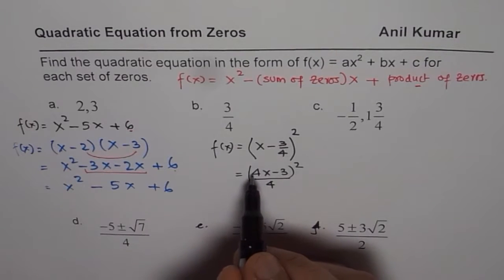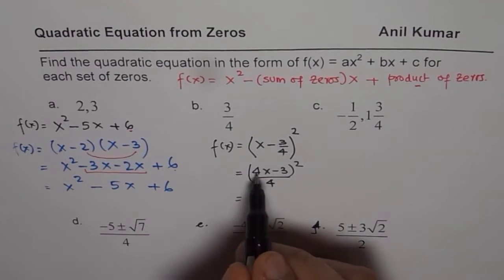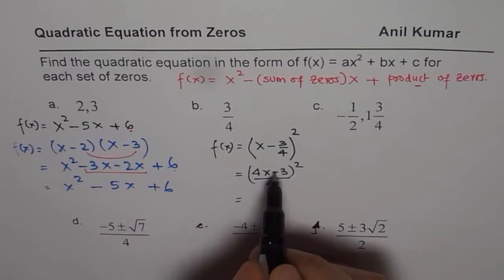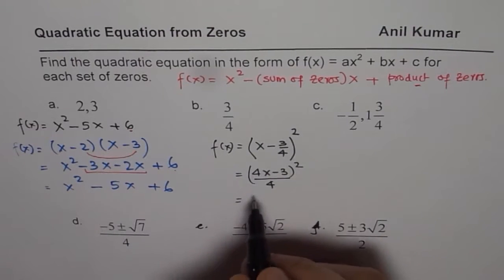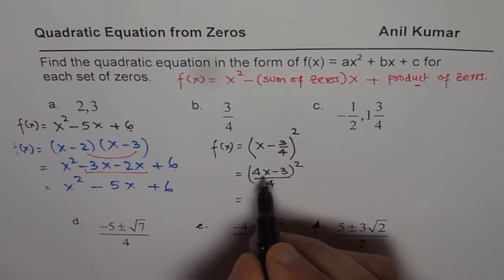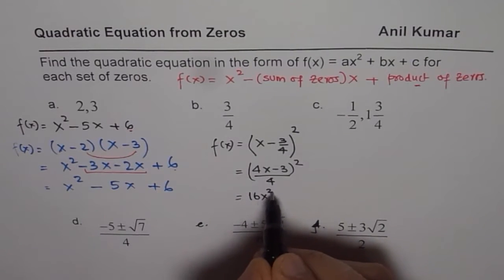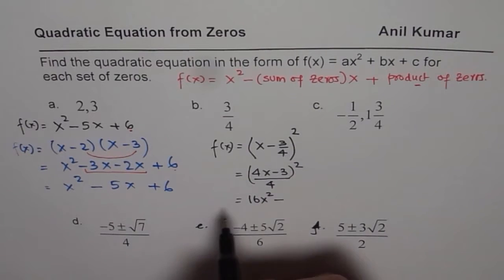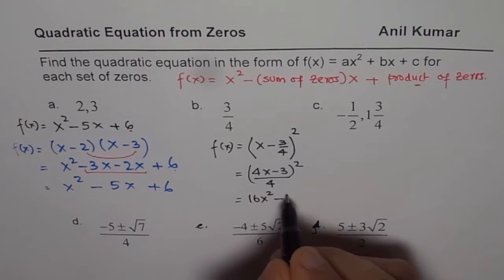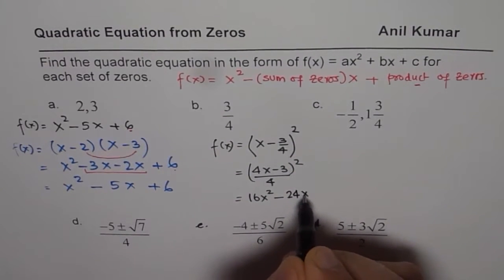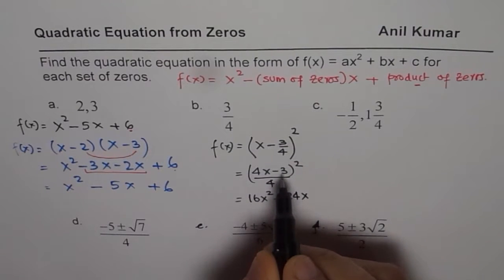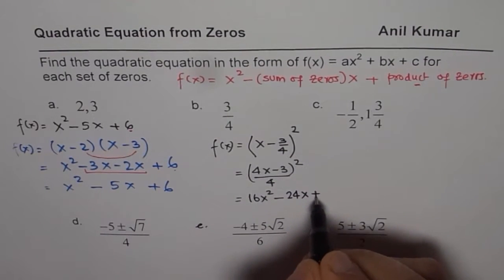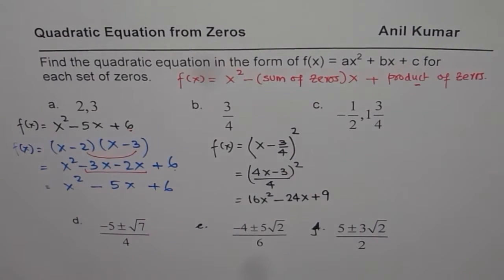Okay, so if you expand the numerator, you get what? You get the square of this term, right? 4x squared is 16x squared. So what you get is 16x squared minus 2ab. So minus, we just multiply these two. 12 times 2 is 24, right? So we get 24x plus b squared, which is 9, right? So that is what you get, right?